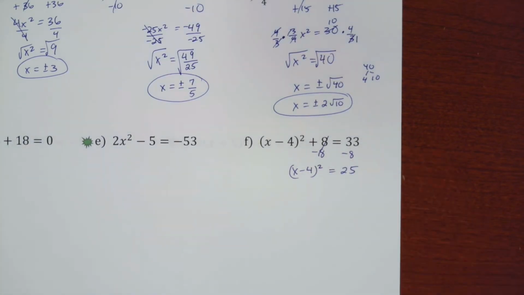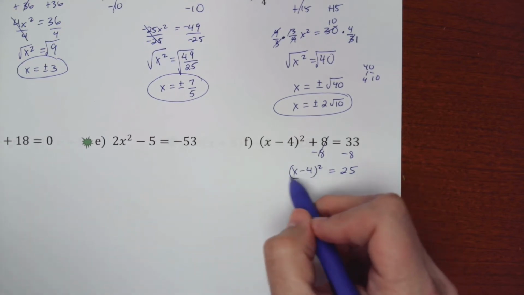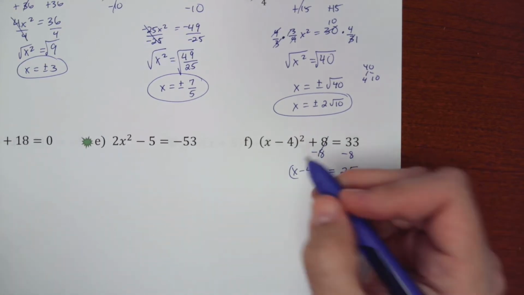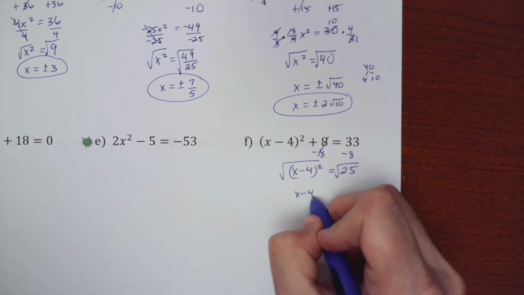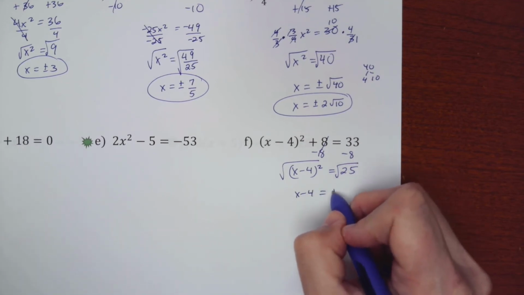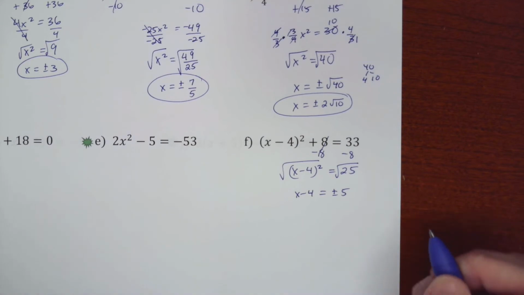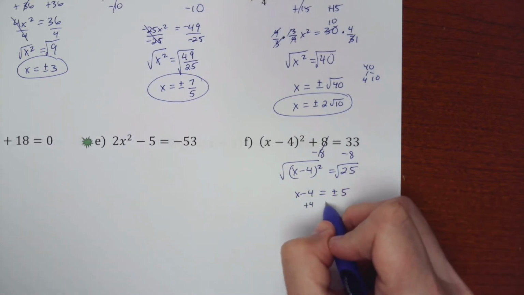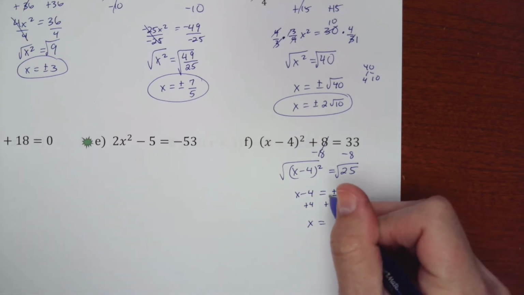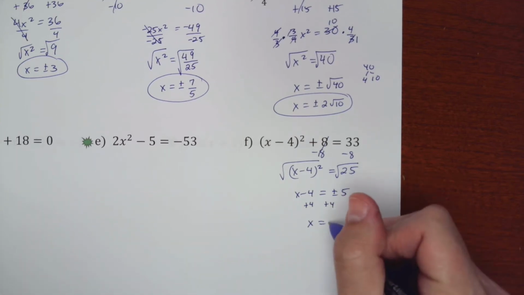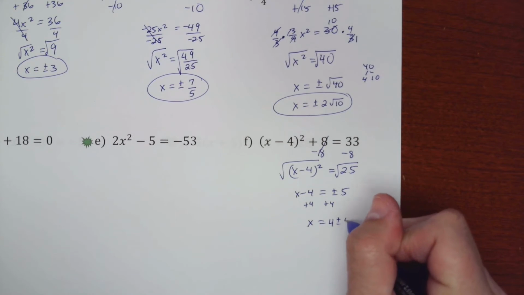So I want to get rid of the square right now. I don't want to have to work this out. So that's fine. I can apply my square root now, and the x minus 4 pops out. But I still have to put plus or minus 5. Okay? So we're going to add 4 to both sides to finish this off. So when I do that, I'm going to stick that 4 in front, because it's just a positive 4. So it's 4 plus or minus 5.